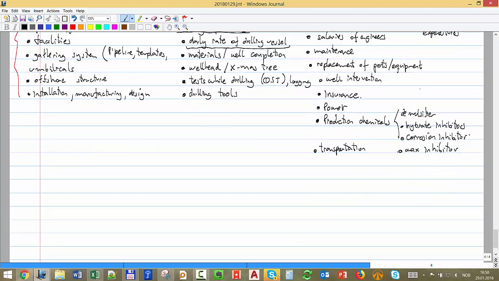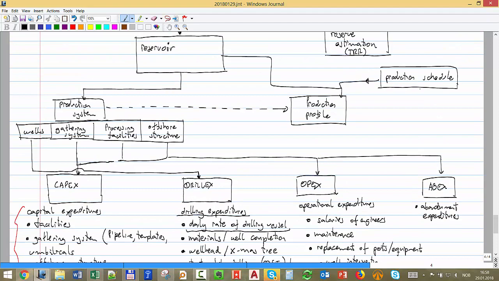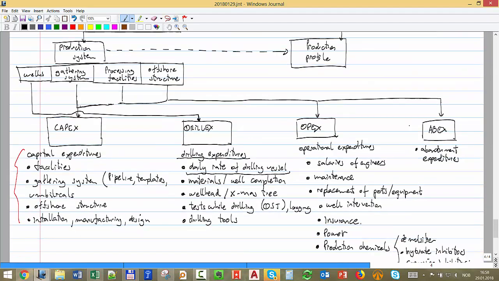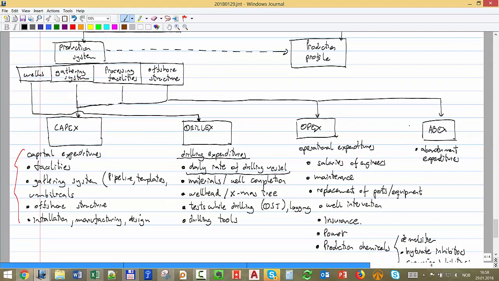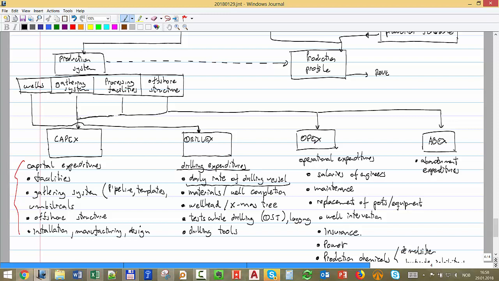But we are getting close to the date, so I want to say here we have from the production profile, you get the revenue. So I made a mess now of this figure. And mainly the revenue are the sales per year of oil and gas. It can be LNG, can be NGL, natural gas liquids, can be LPG, liquefied petroleum gas, and we will see later what it means. But basically that's what I sell.